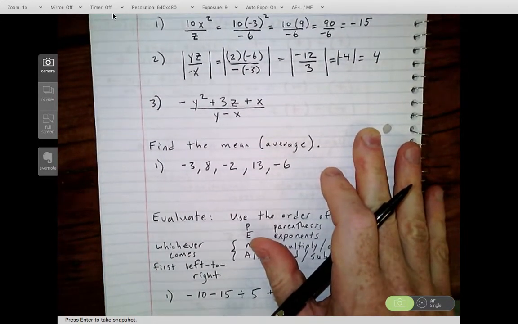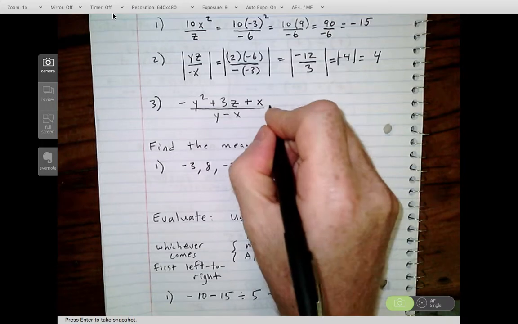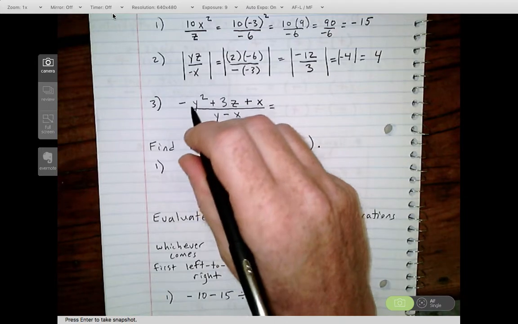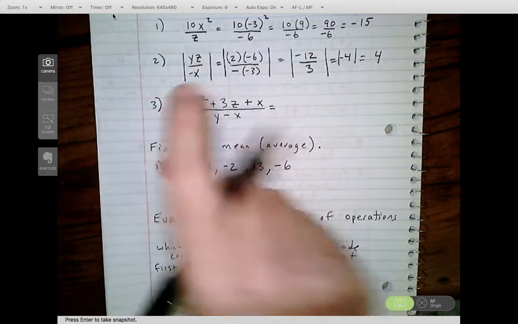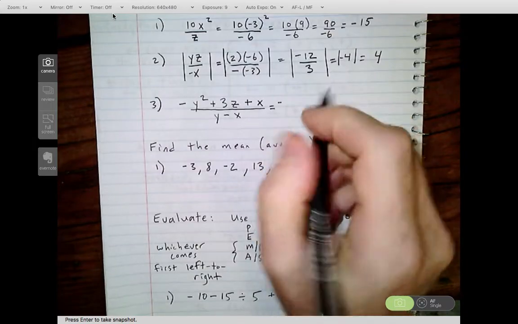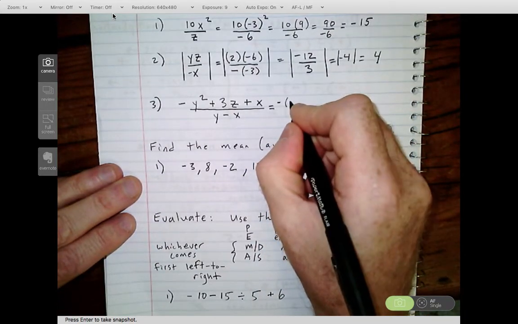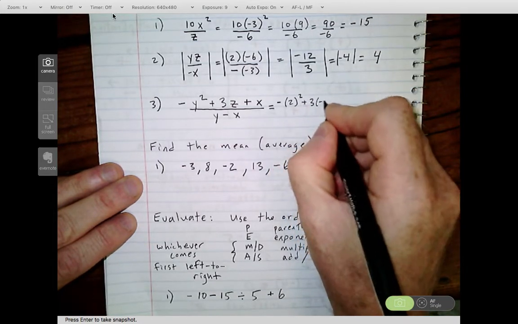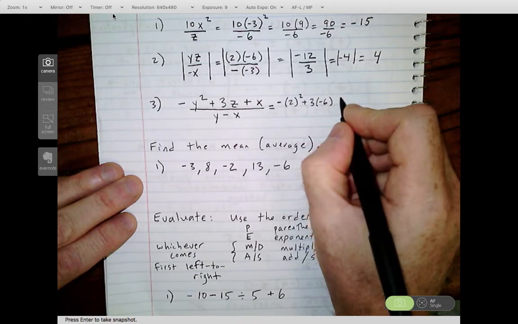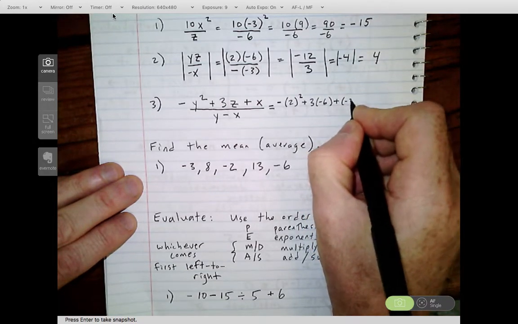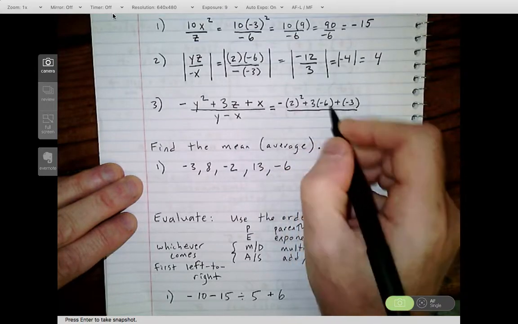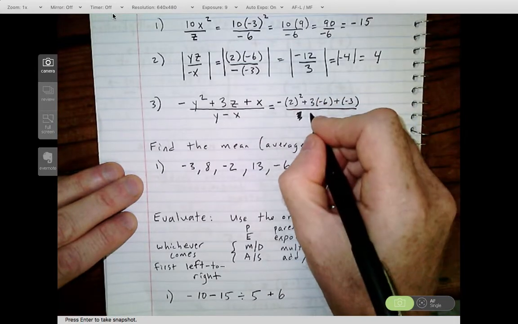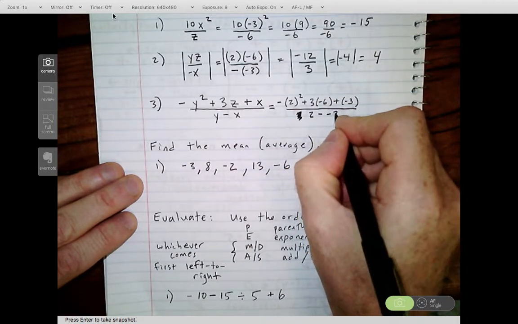Okay, here's the next one. Okay, this one's a little longer. We're just going to, same thing, plug everything in. I'm going to use parentheses when I plug in the negative numbers just to keep it straight. And remember, this negative is going to come with it. So I have negative, okay, and I'm going to do y squared. So that's 2 squared plus 3 times z plus x all over y. Sorry about that. Let me cross that out. Sorry about that. Y, I forgot to plug it in. 2 minus negative 3 for x.